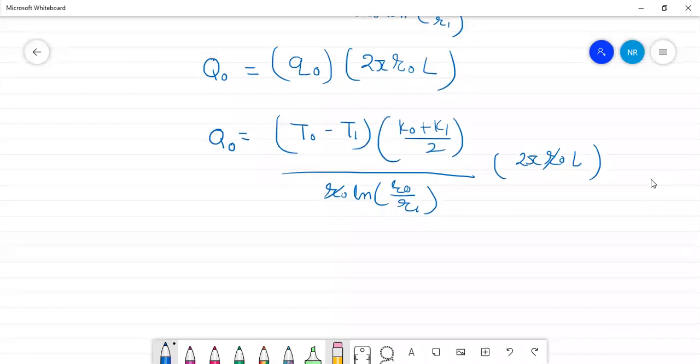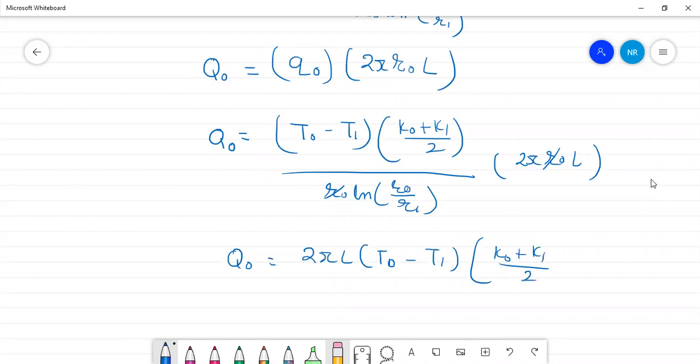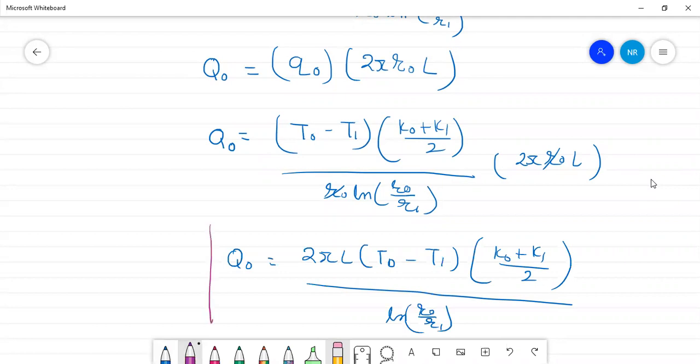So finally we have the heat flux equation: Q0 is equal to 2 pi L times T0 minus T1 divided by K0 plus K1 divided by 2, divided by ln R0 by R1. So that is the final equation I would like to say.